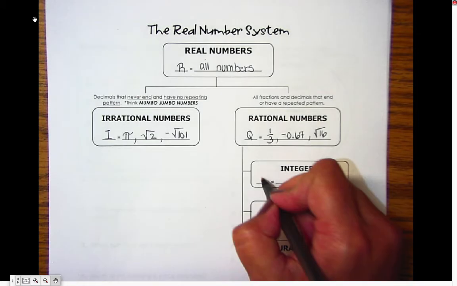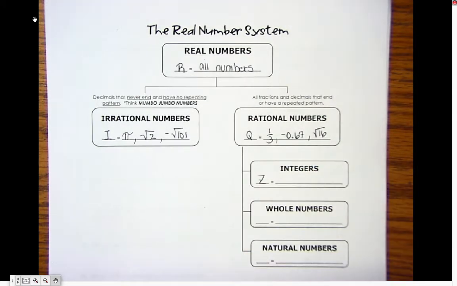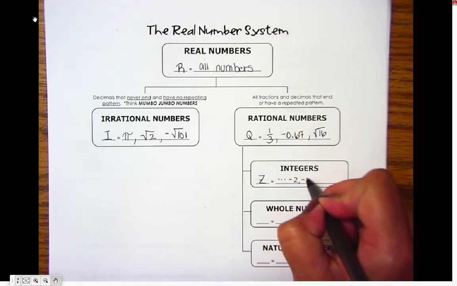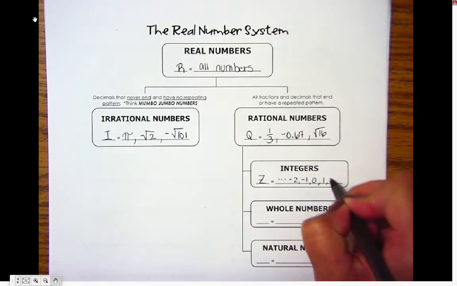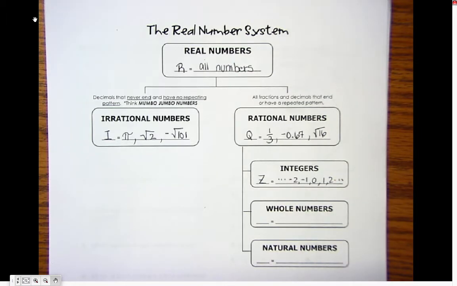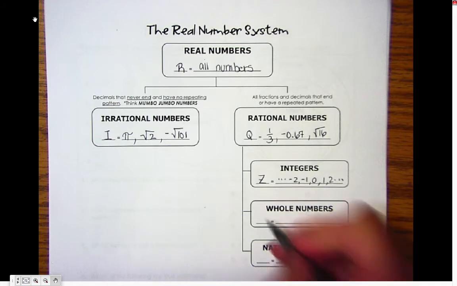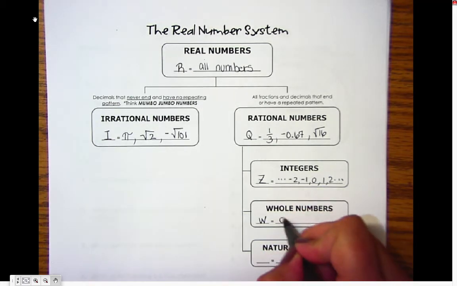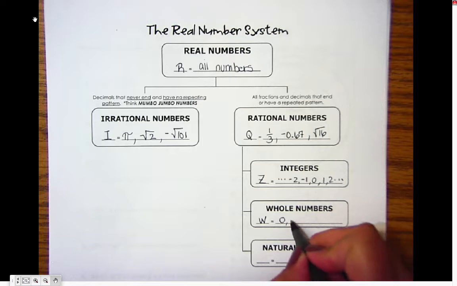We have the integers, which we use the letter Z to represent. Again, I was already taken by the irrational numbers. And those are your positive and negative whole numbers. So we go all the way from negative infinity, we have -2, -1, 0, and then we have all of our positive whole numbers as well, all the way up to infinity. Then we have our whole numbers, so we're going to use W for our whole numbers. And those are basically starting at 0 and then using our positive integers.